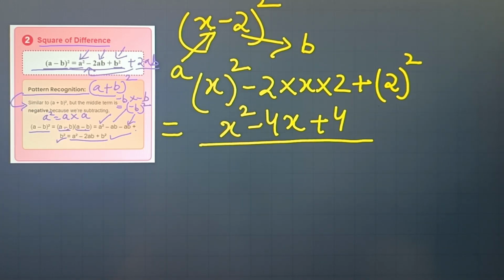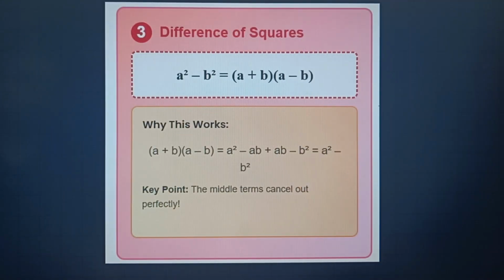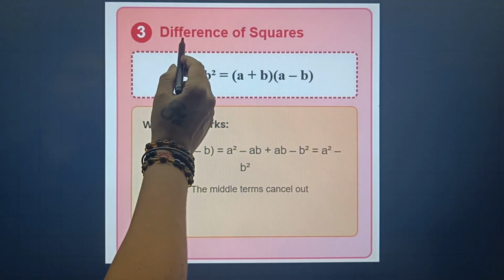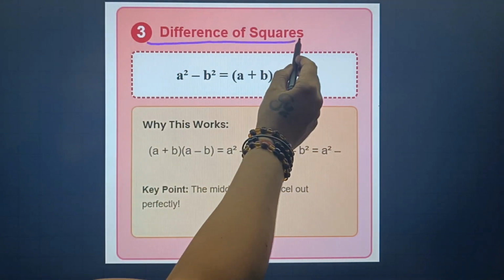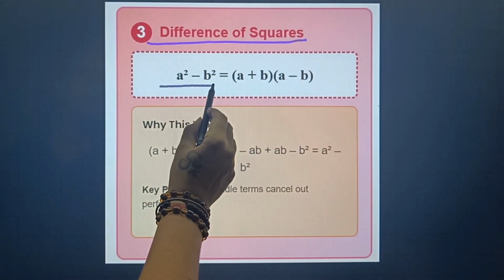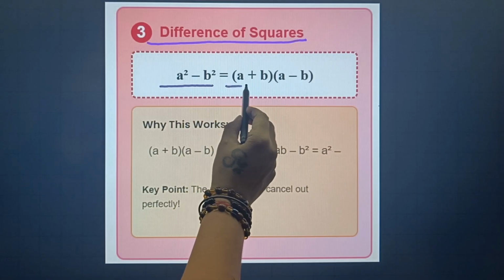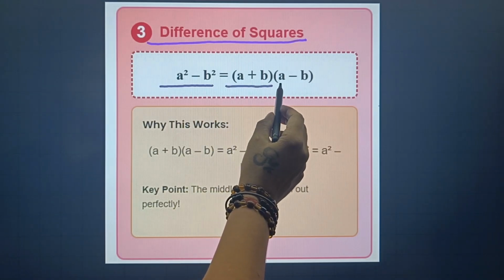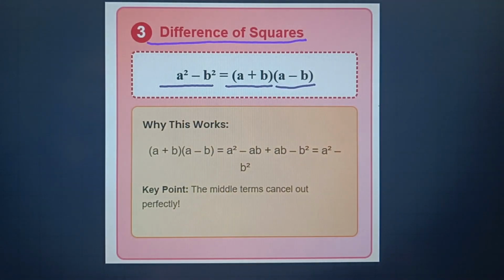Now let's move forward and discuss the next algebraic identity. So students, this is our next identity, that is difference of squares, which is a square minus b square, and this is equal to a plus b into a minus b. Now let's understand why this works.